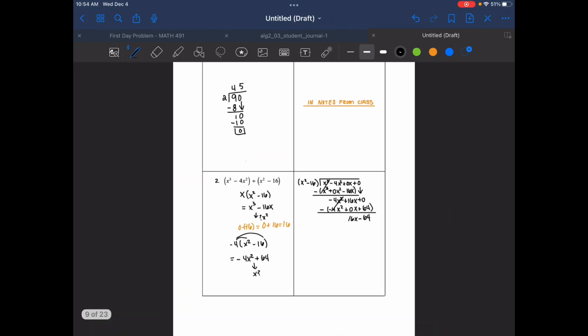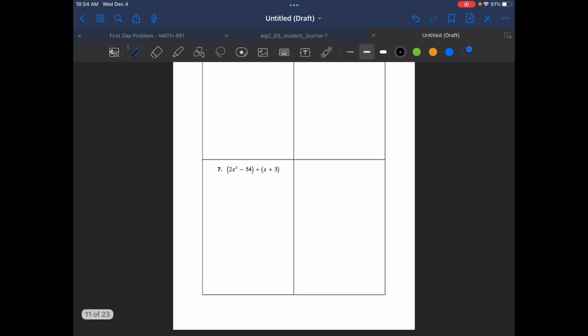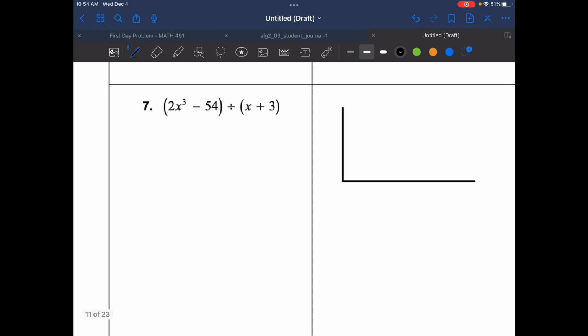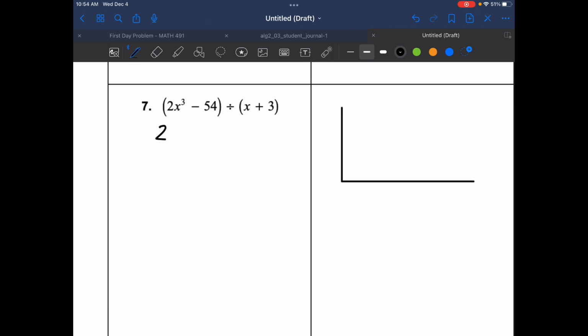Let me check something over on this end. Beautiful. Okay. Down here, I'm just going to set this one up. Okay, so this one had a 2. We're missing an x squared term, so that's going to be 0. We're missing an x, so that's going to be 0. And then we have our constant term, which is 54. Then we have x plus 3 equals 0. Well, that's going to be x equals negative 3. So negative 3, 2, 0, 0, 54.